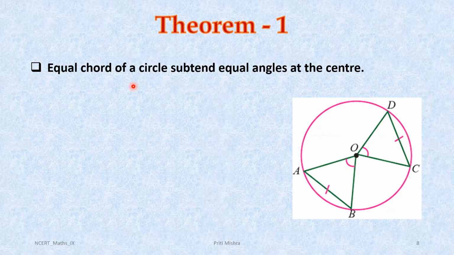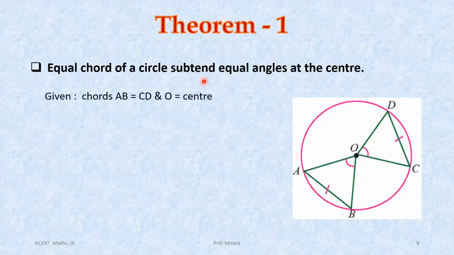So we have to first check what is given in the theorem and what they are asking to prove. First, this is given in the theorem that two chords are equal. So at first we will write whatever is given. So given is chord AB is equal to CD and O is the center.